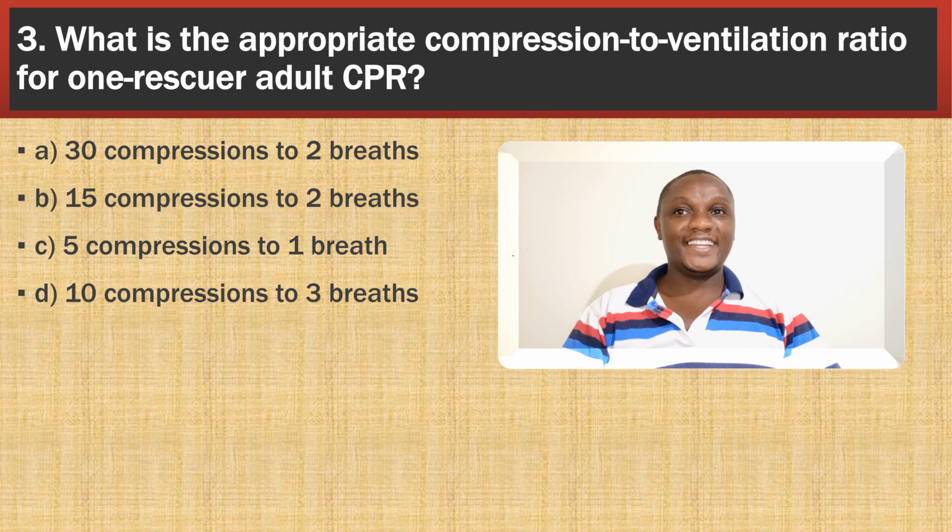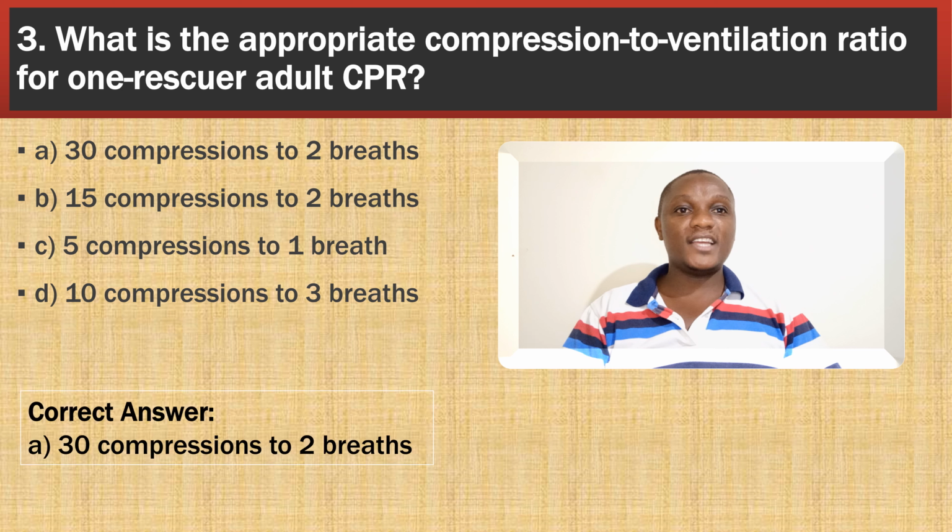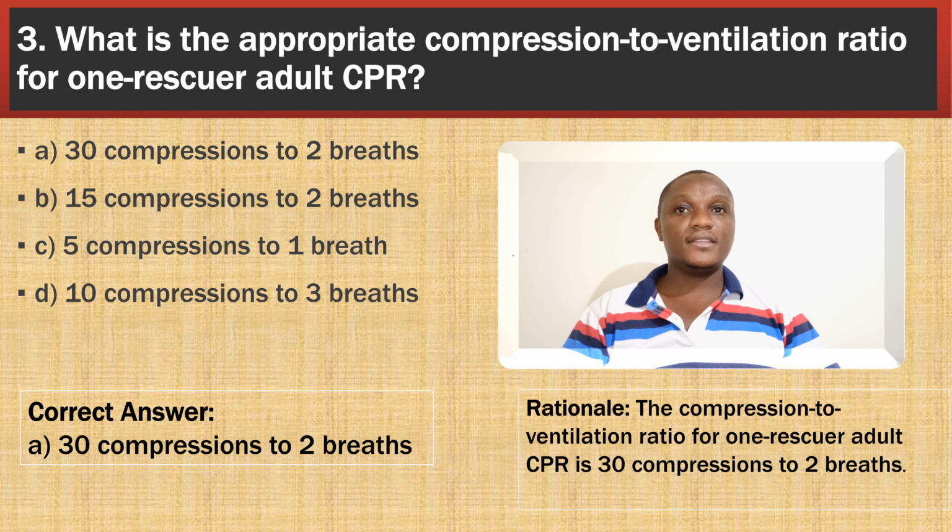That's an easy one. The correct answer is A. 30 compressions to 2 breaths. The compression to ventilation ratio for one rescuer adult CPR is 30 compressions to 2 breaths.